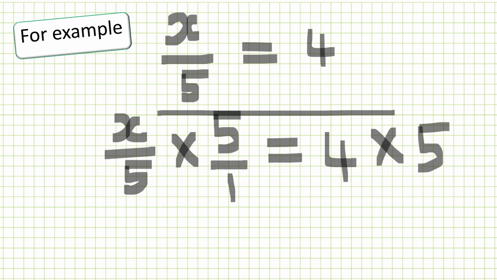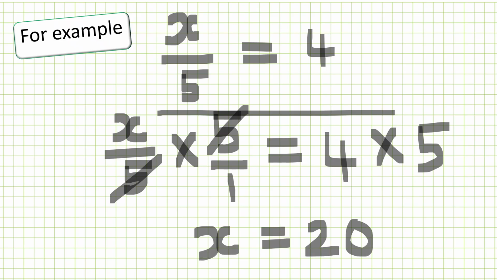So let's see, if you multiply the left-hand side by 5, you must do the same to the right-hand side. And you will see that the 5's here will cancel out, and you can multiply 4 by 5 is equal to 20. So you cancel out the 5's, and if you multiply 4 by 5, that becomes 20. X is equal to 20. So there's an example of multiplying by a non-zero number to get x on its own.